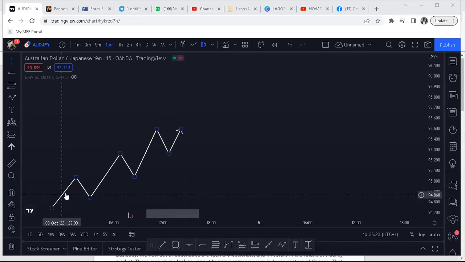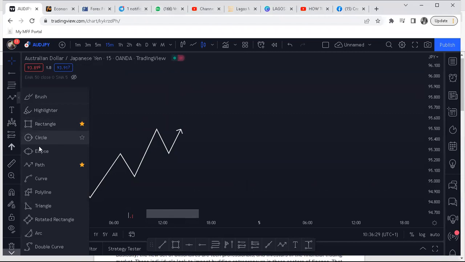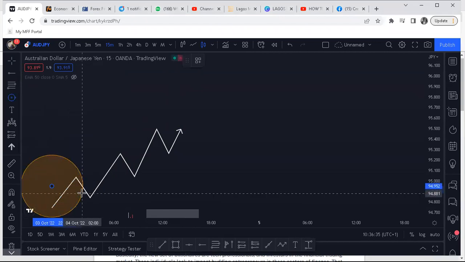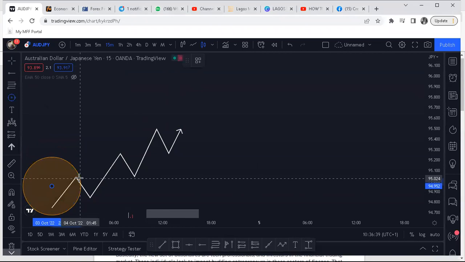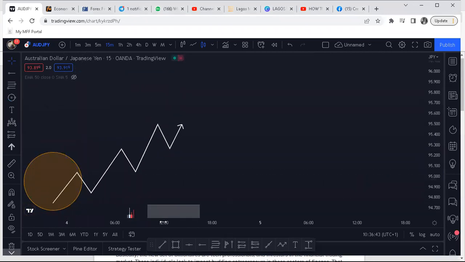So if on the 4 hours we are seeing this, now let's pick out this circle, this part here. Let's pick out this little uptrend here and break it down.